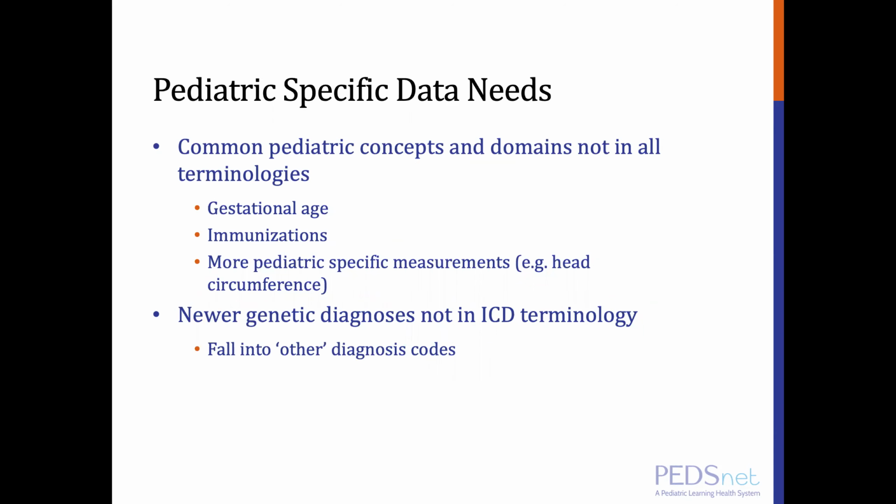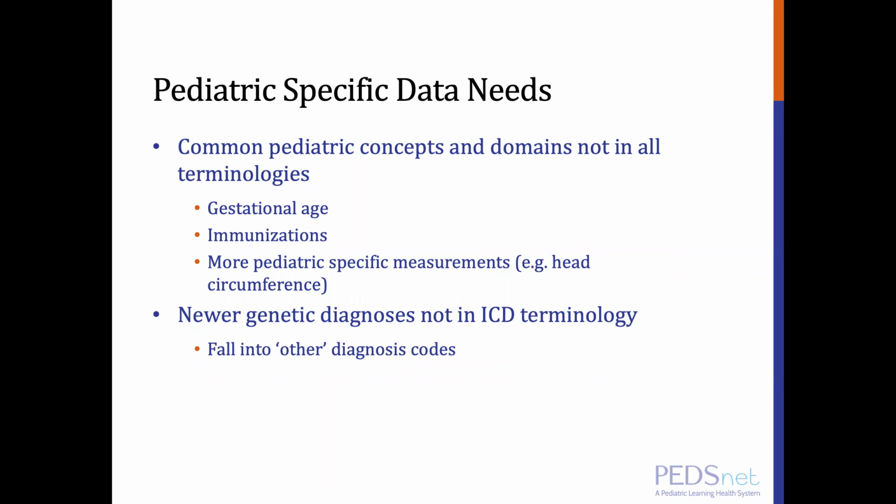So we ended up picking the OMOP data model because it met most of the needs that we were looking for. But we also knew that we could modify it slightly to address pediatric specific needs that we knew would be important for PedsNet. So some common pediatric concepts or domains not in all terminologies are things like gestational age, something that we added to the person table, immunizations, which typically are of greater interest in pediatrics than in adult medicine, and making sure that more pediatric specific measurements such as head circumference could be accounted for in our measurements.